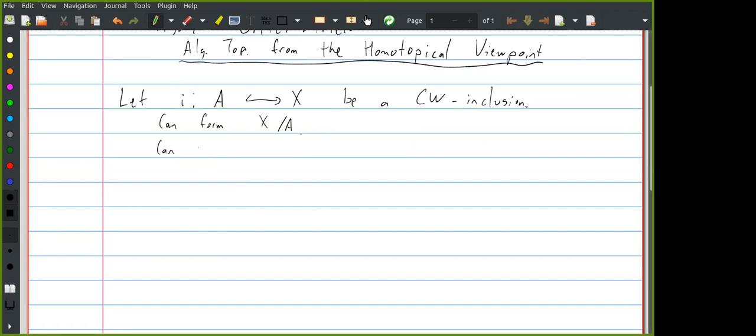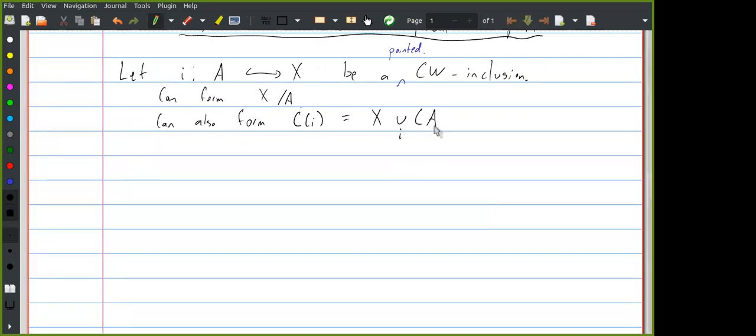We can also form the mapping cone. This is defined as the union of X with the cone of A, where the cone of A is glued to X along this inclusion. I should say, by the way, that everything I'm talking about is pointed, although there are unpointed analogs for all of this stuff that are fairly simple to define. So I should probably define the cone of A. The cone of A is A times an interval where we've quotiented by one end of the interval, and we've also quotiented by the base point of A along the whole length of the interval.